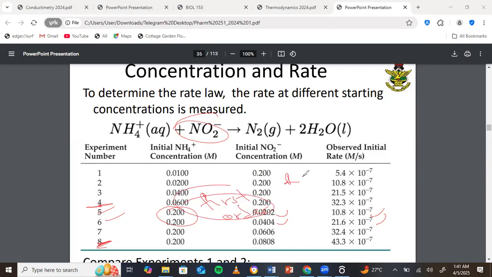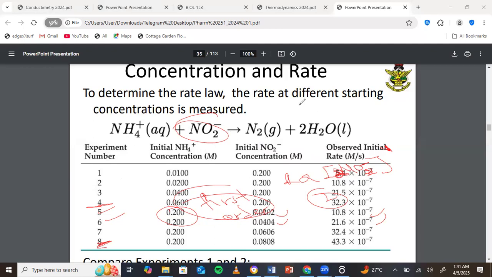That is, the rate is directly proportional to NO2 minus. The power here is raised to the power 1, such that if I multiply this by 2, the net effect on the rate still becomes 2, because 2 raised to the power 1 is still 2. That is what has happened here. Now, there are other instances where you realize that when you maintain one of the species and you multiply the other by 2, it does not affect the rate.